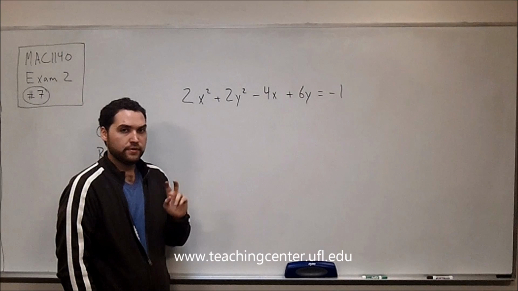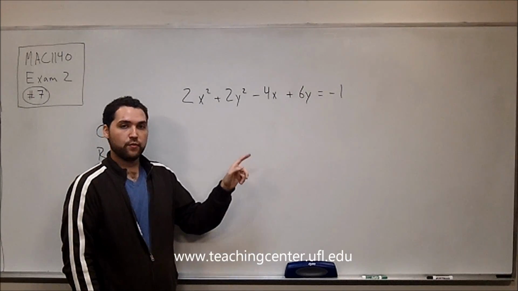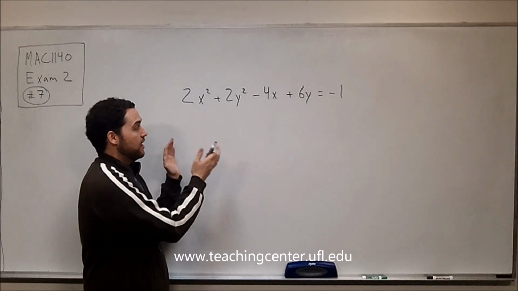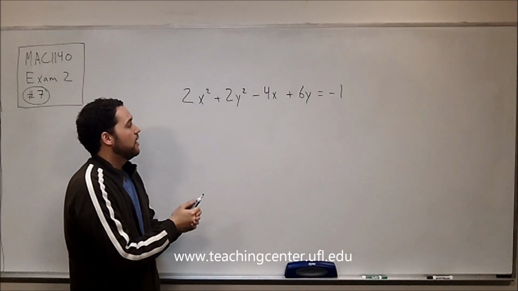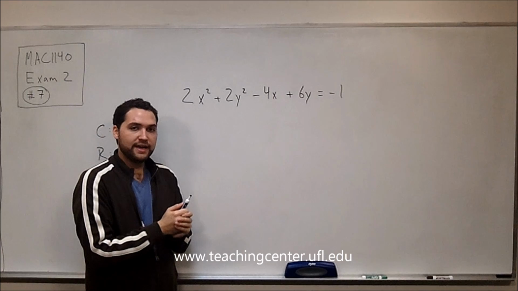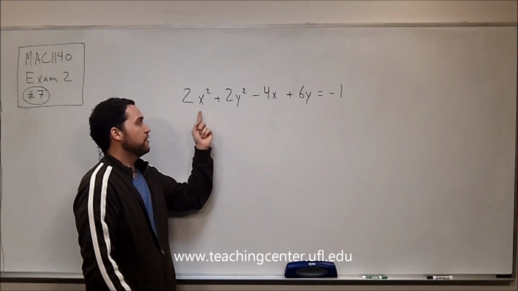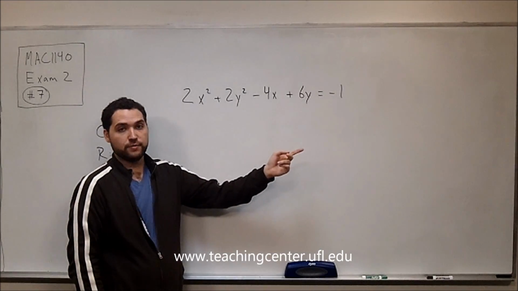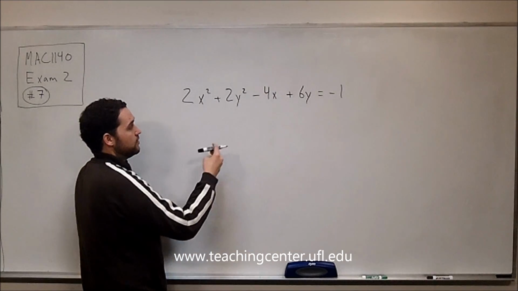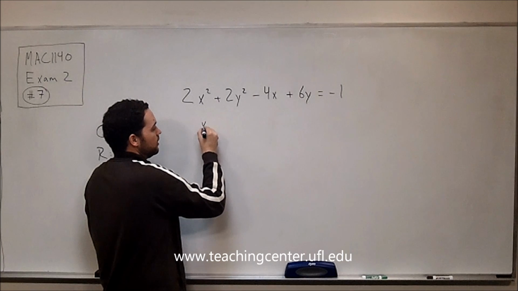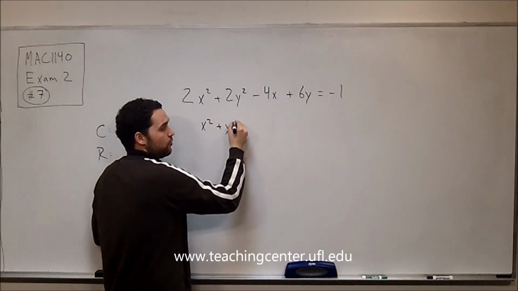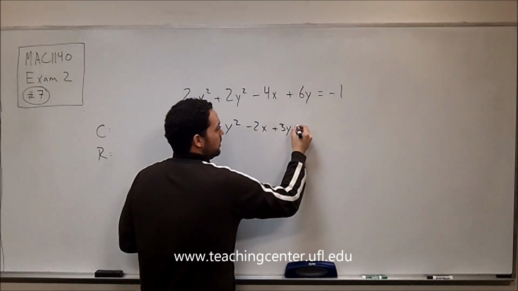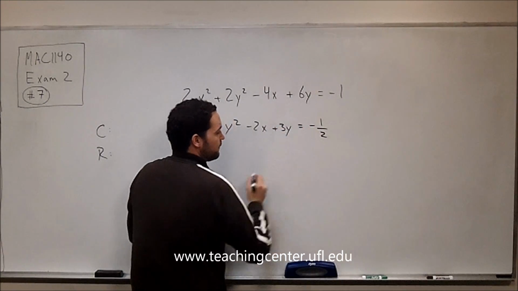We're actually going to have to do completing the square twice, once for the x's and once for the y's. So you should try to isolate the x's and isolate the y's. Also, when completing the square, you can't have any coefficients out front of the squared terms, so we should just divide through by 2 to begin with. If you divide through by 2, you get x squared plus y squared minus 2x plus 3y equals negative 1/2.